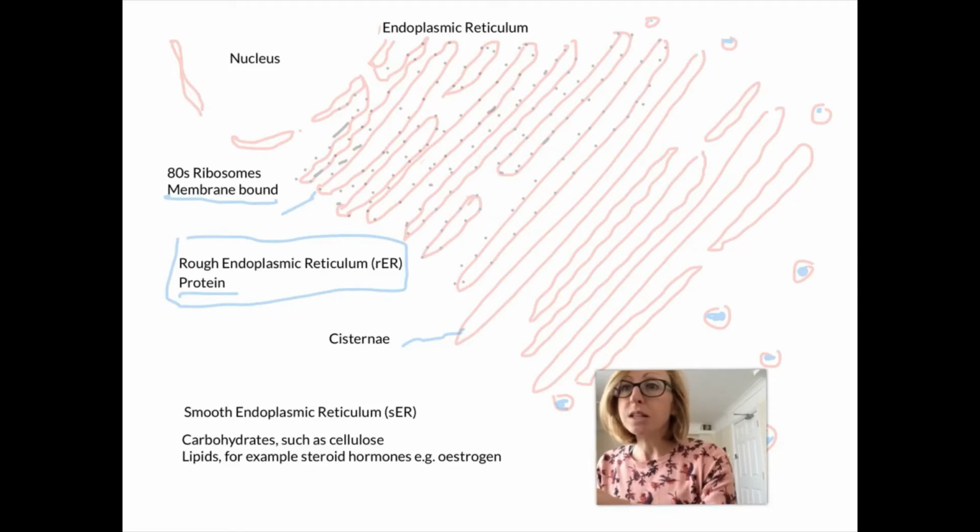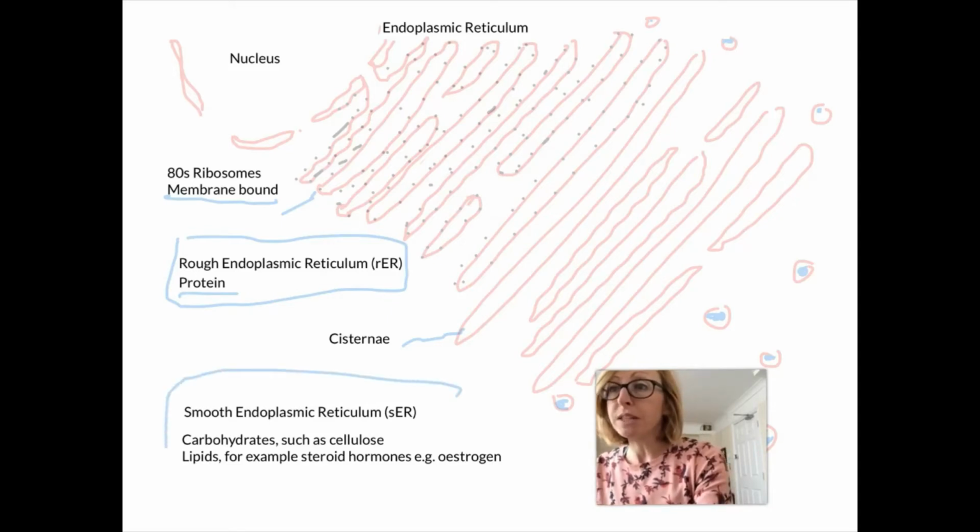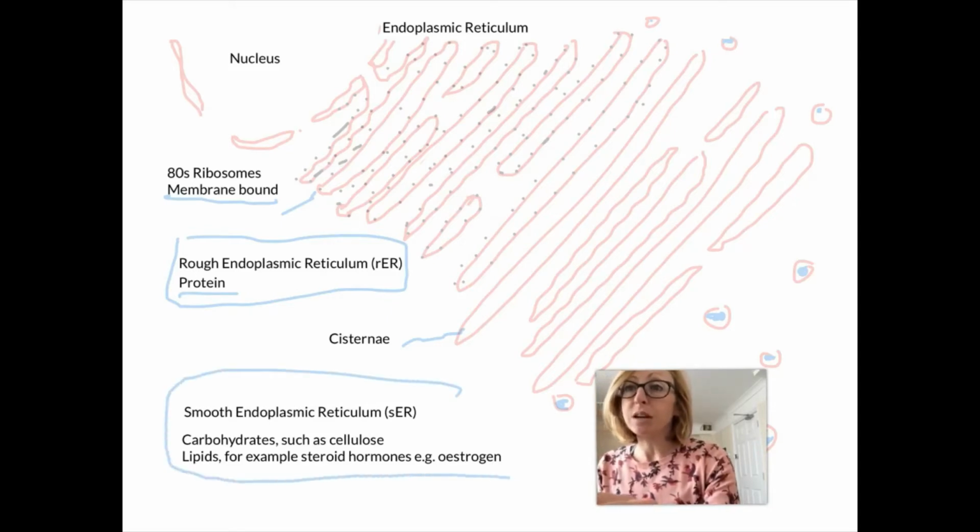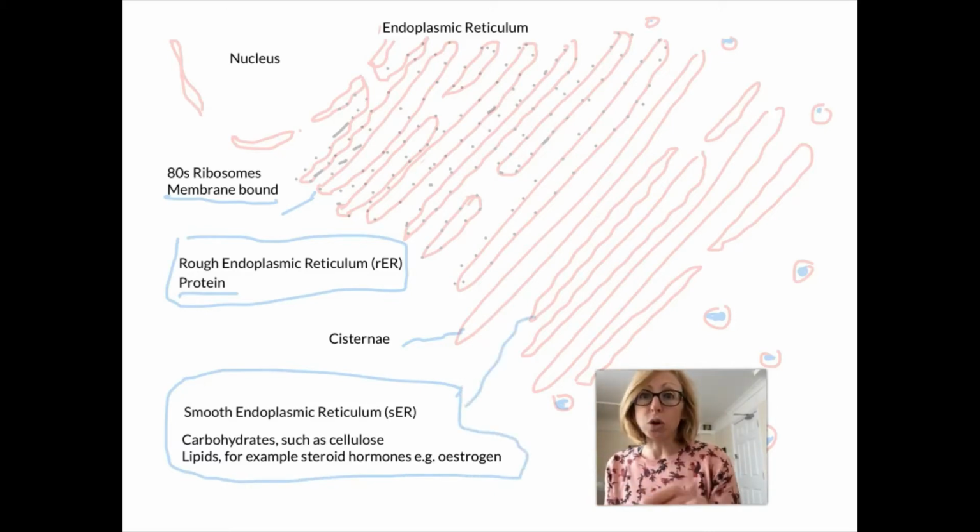So this lower part, the smooth endoplasmic reticulum, is where we synthesize things that are not protein. We know it's smooth because there are no dots on the surface of it, so there are no ribosomes present. Things that are made there include carbohydrates, the basics of cellulose, which go on to be made more complex inside the Golgi apparatus, and lipids as well, such as steroid-based hormones like estrogen.